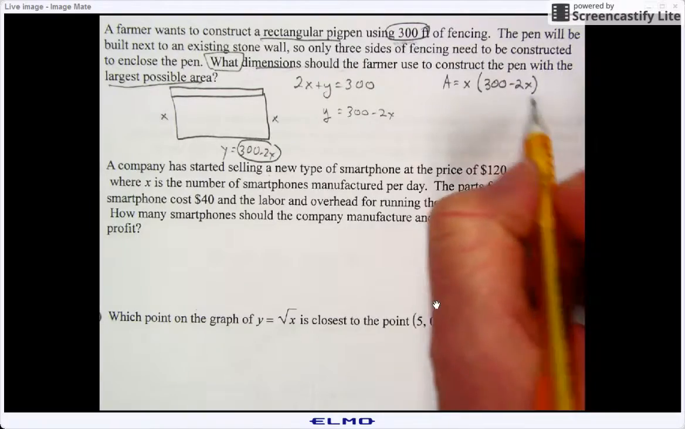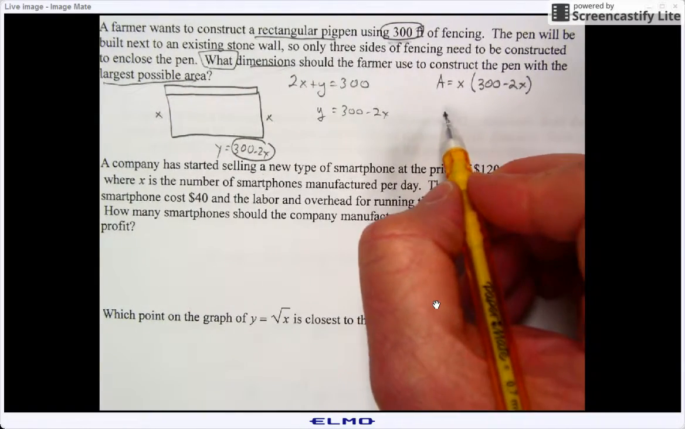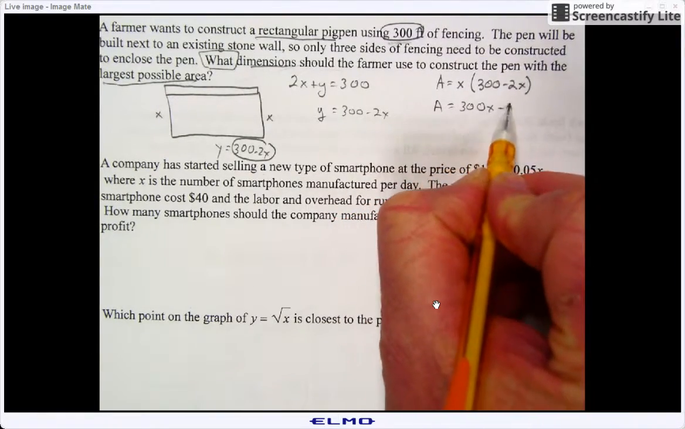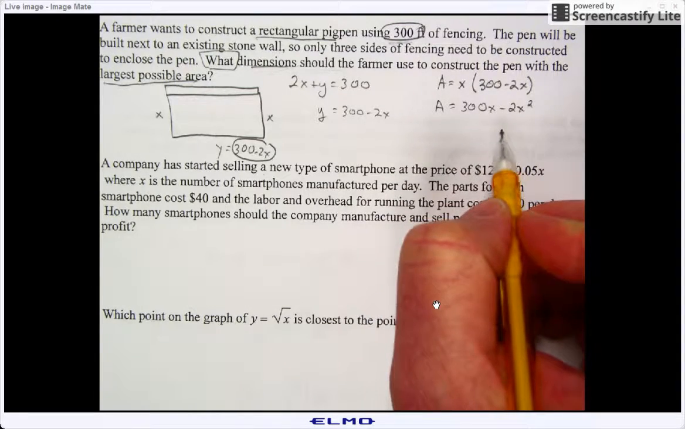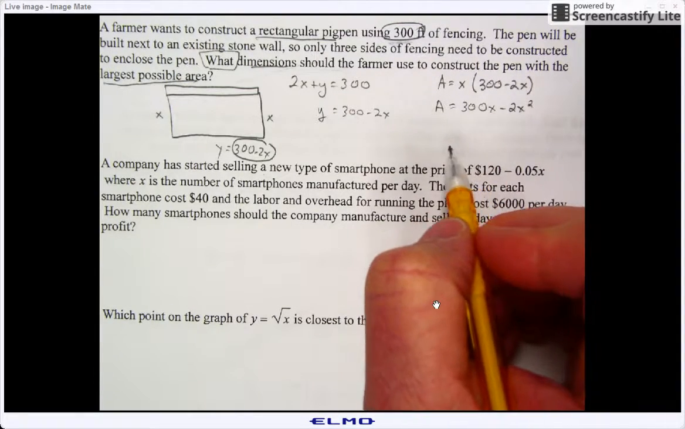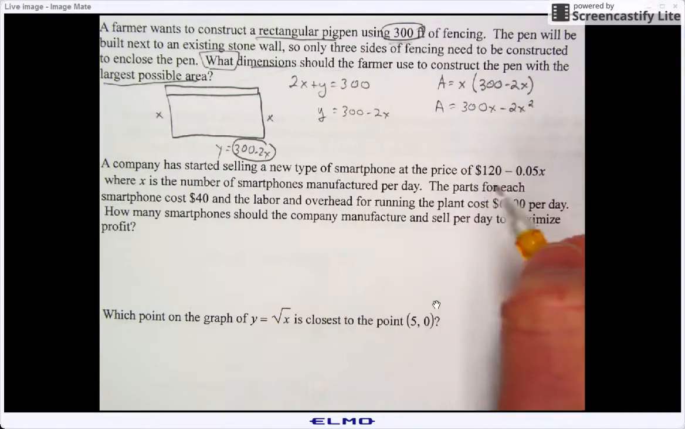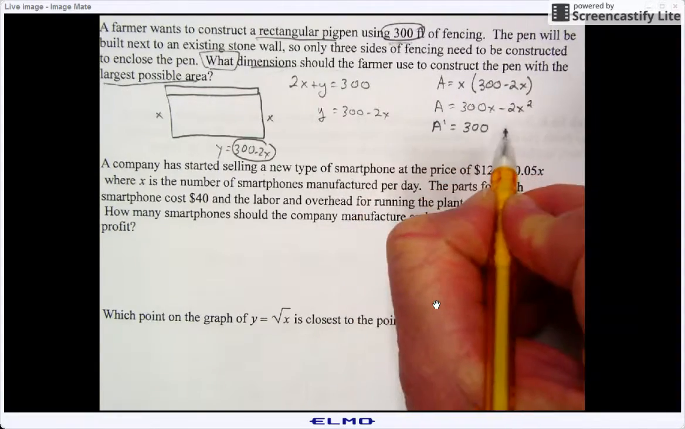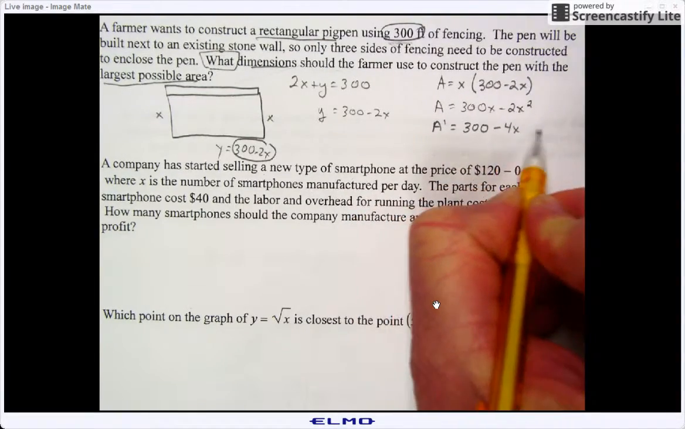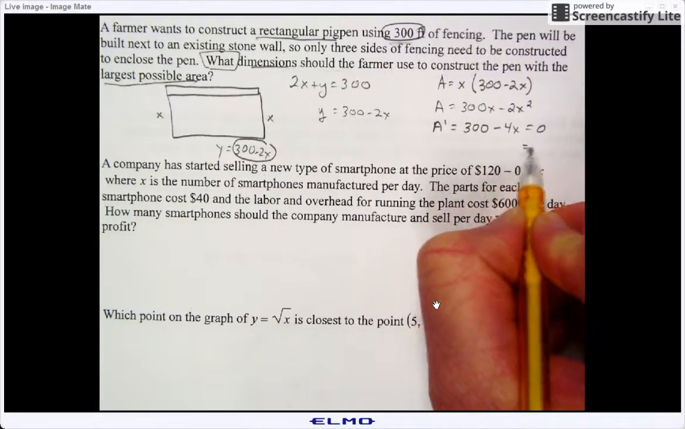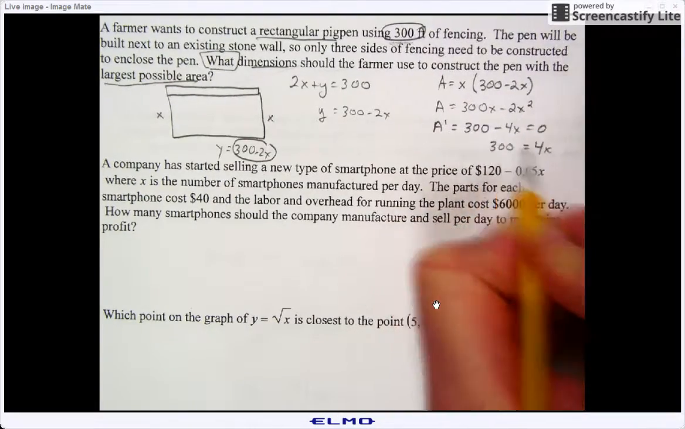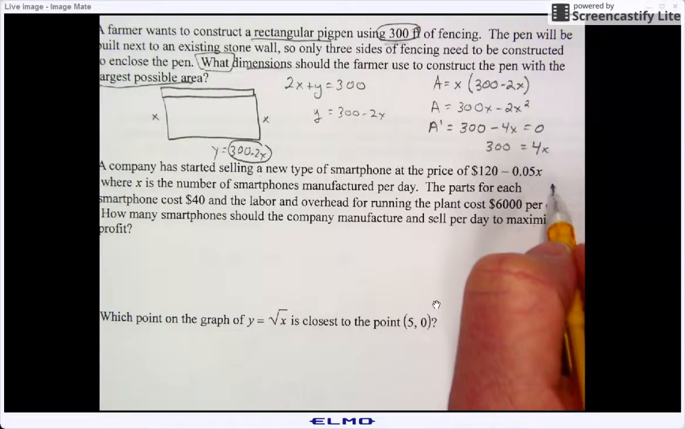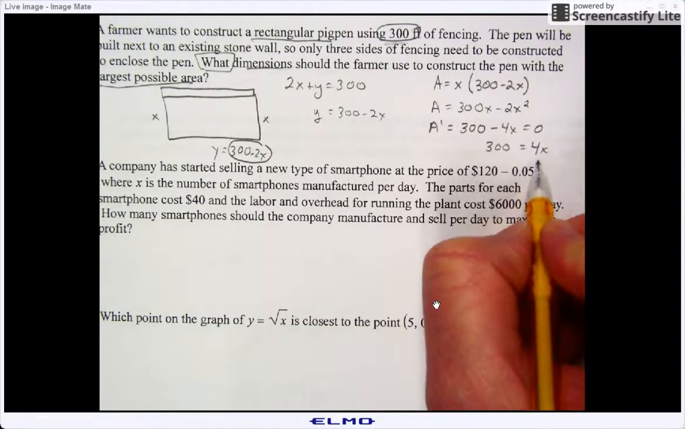Some of these are really nice. Like this is going to be a really easy derivative. Some of them we'll solve with our calculator. So area equals 300x minus 2x squared. To find the max or min, that's what optimization is. We set the derivative equal to 0. So to take the derivative, 300 minus 4x, set that equal to 0. 4x equals 300. 300 divided by 4 is 75.